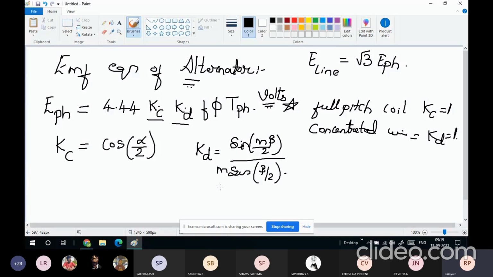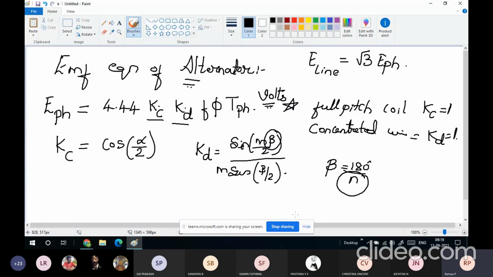And this beta, you have beta here, no? This beta is nothing but your slot angle. If you want to calculate that beta, you can take 180 degree divided by n, where n is nothing but the slots per pole.